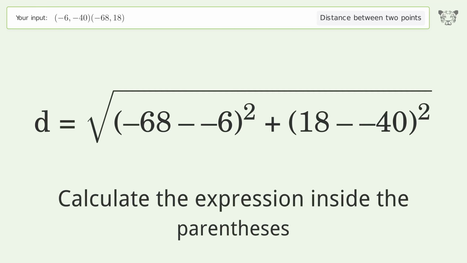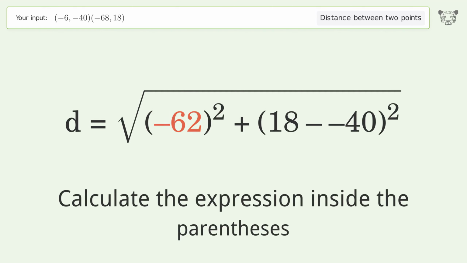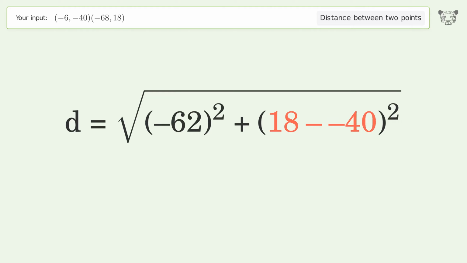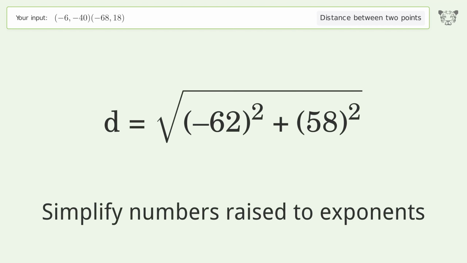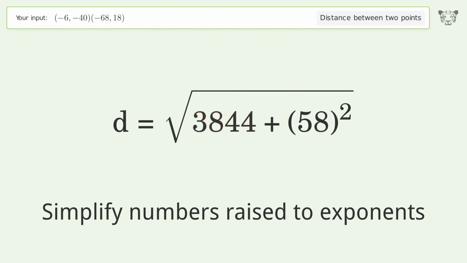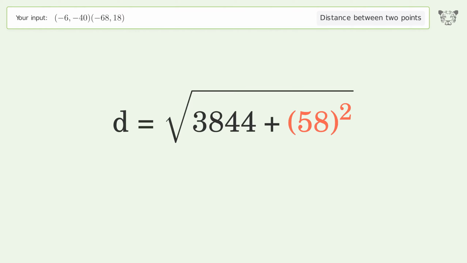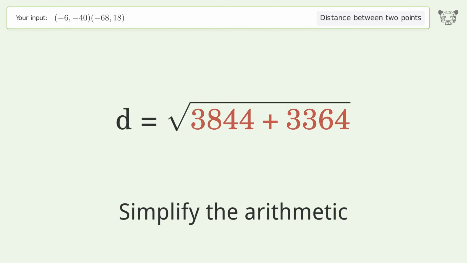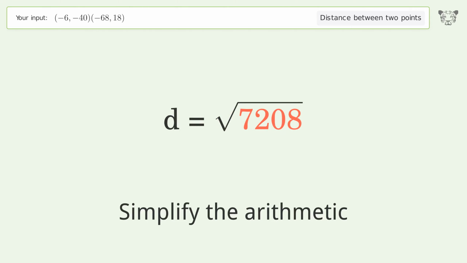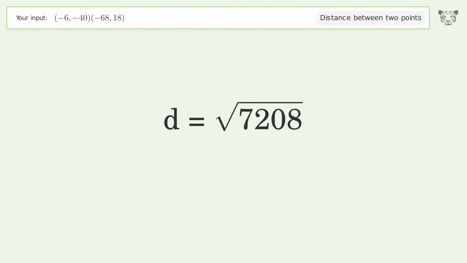Calculate the expression inside the parentheses. Simplify numbers raised to exponents. Simplify the arithmetic. And so the distance between the 2 points is the square root of 7,208, or 84.9.